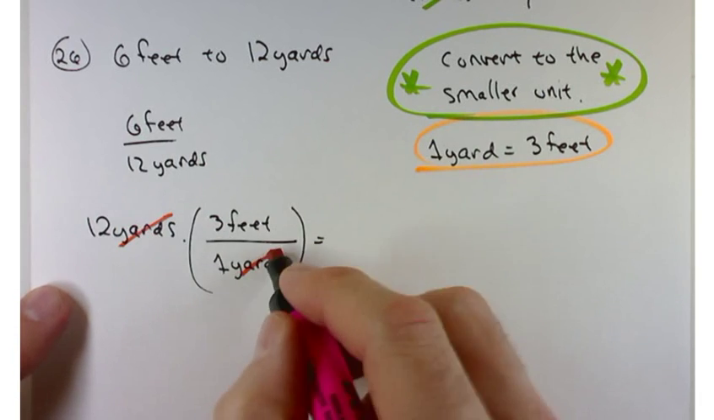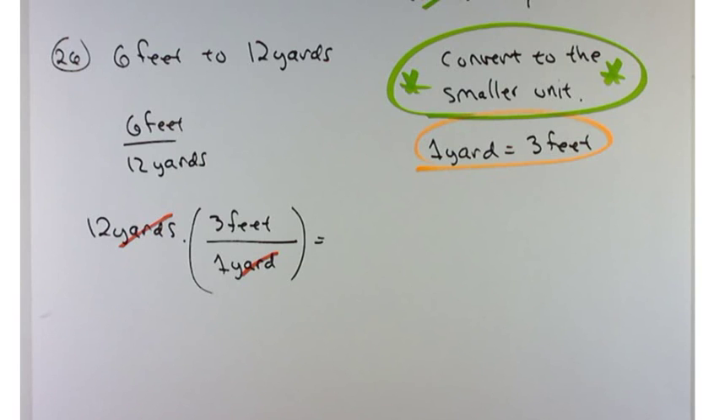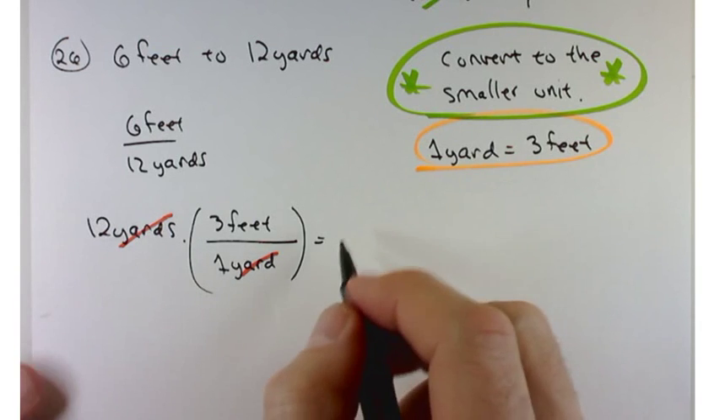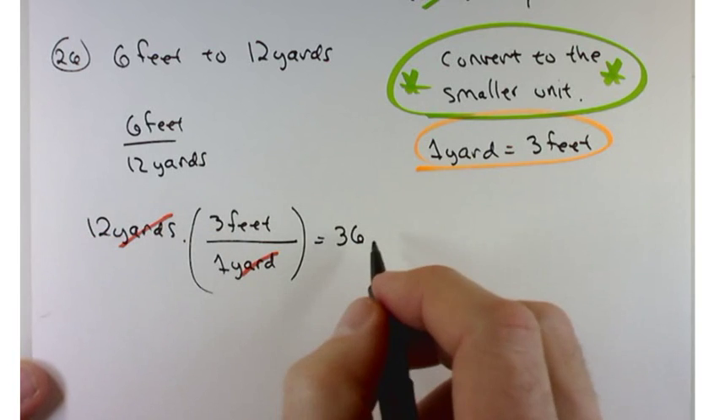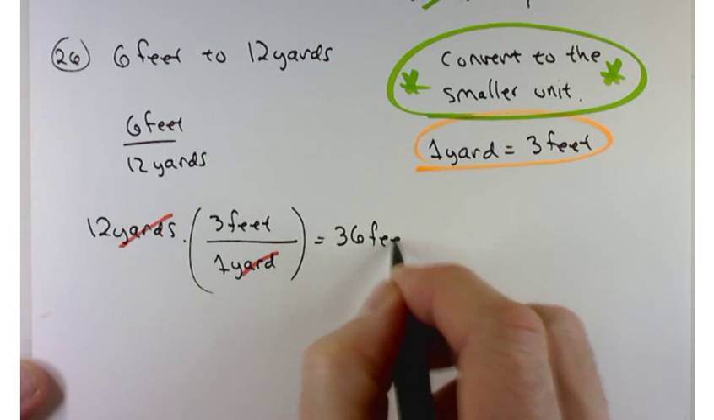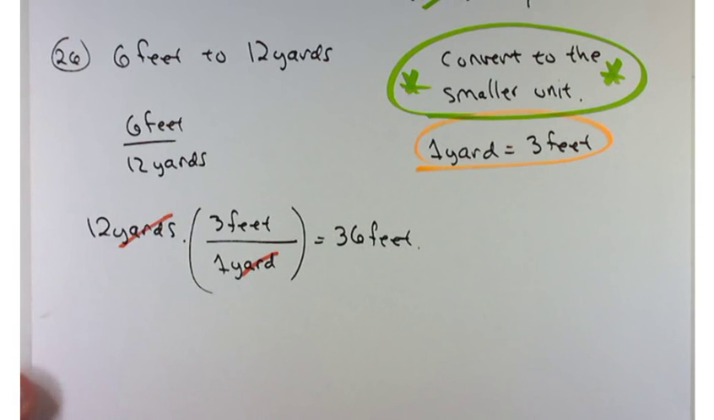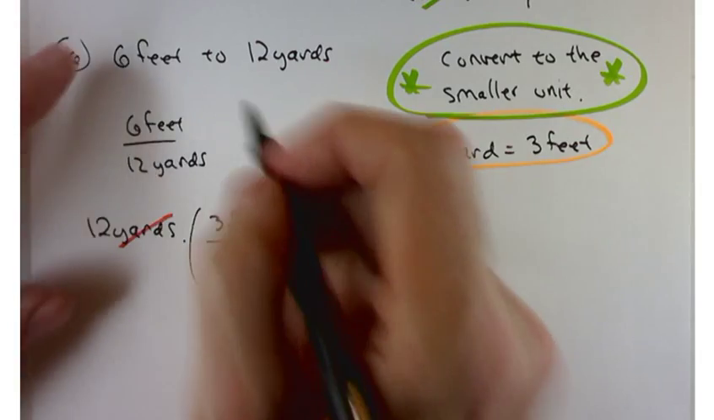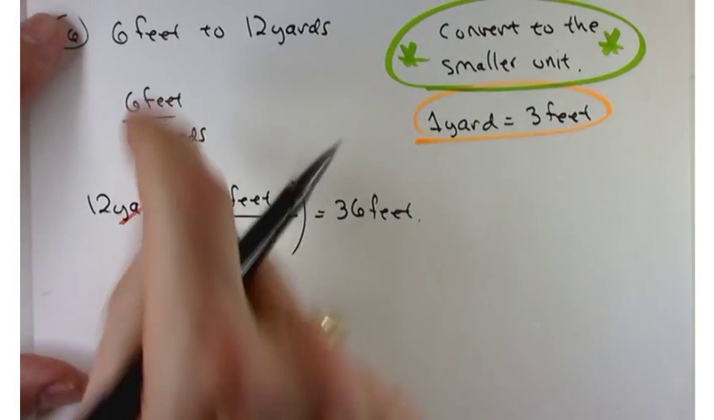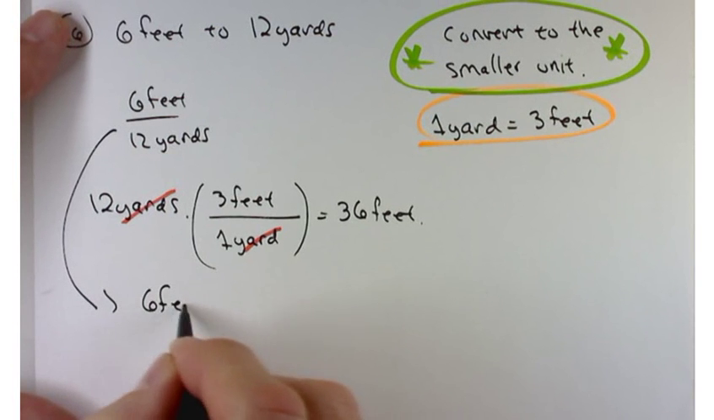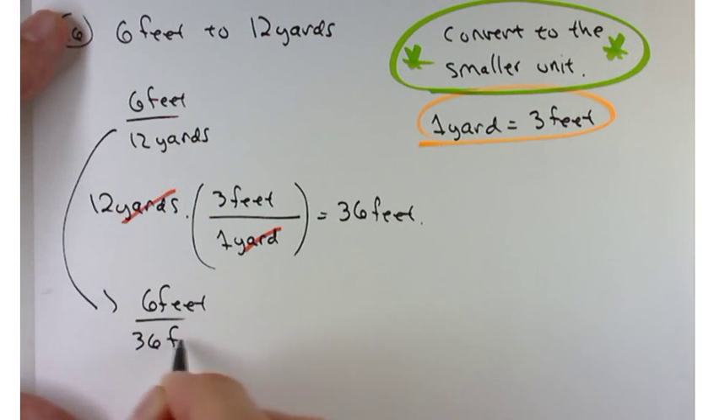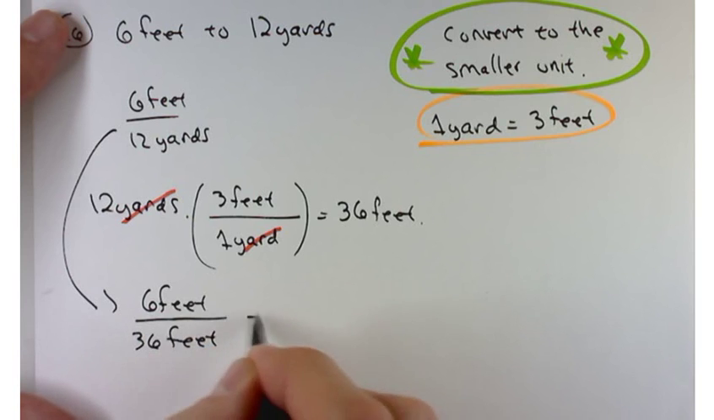But in this case, because I put the units of yards, the units that I want to cancel are on the bottom, I can get rid of those. 12 yards is how many feet? Good. 12 times 3 is 36, and the units would be feet. So 36 feet. I can rewrite this ratio then. Instead of 6 feet over 12 yards, let's now write it as 6 feet over 36 feet. And see if that helps us out.